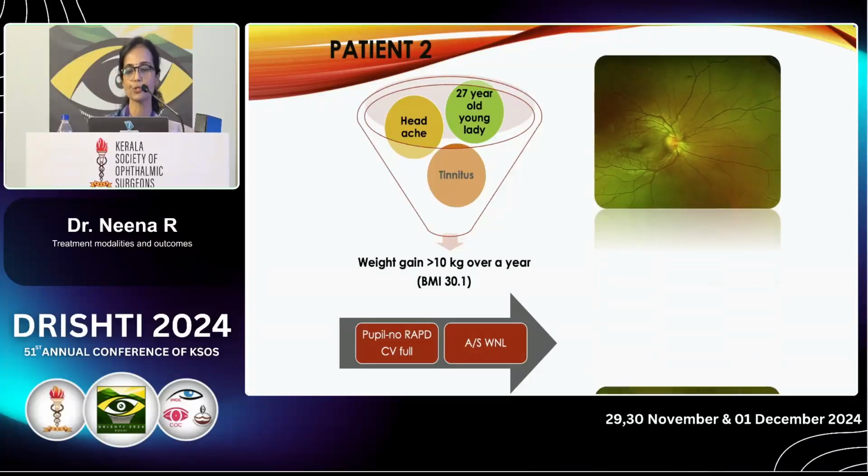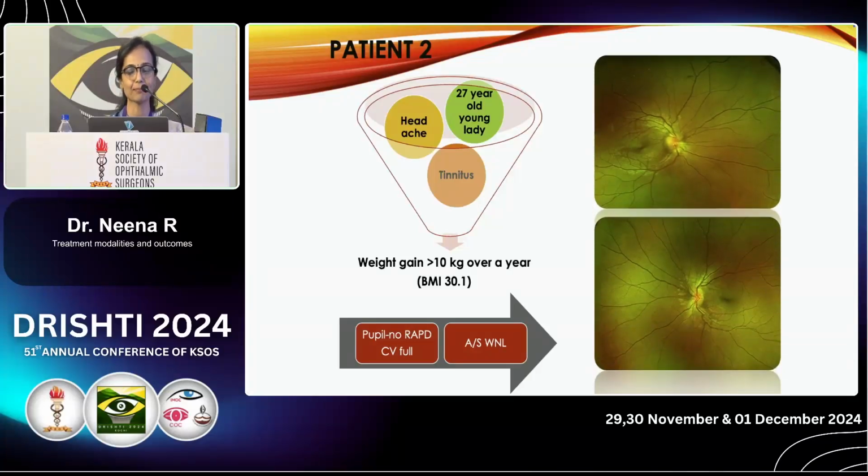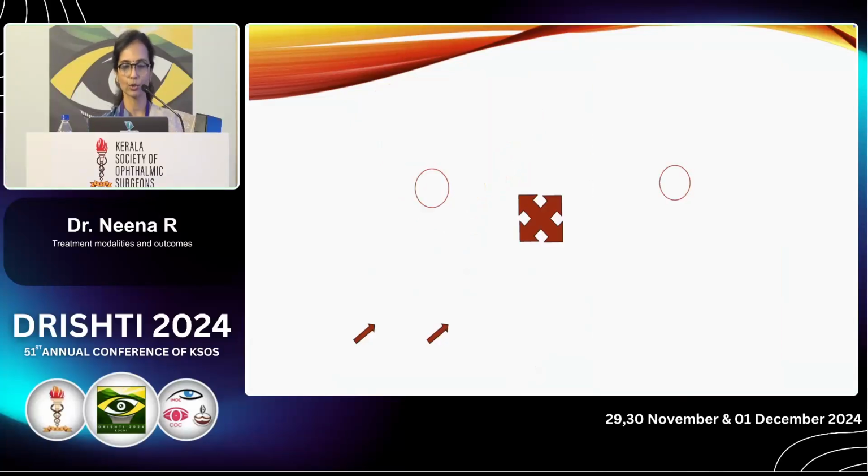So this is the Optos picture. I'm sorry, I don't have the disc photo, but I think you can still make out that there are fuzzy disc margins. And this was looking like papilledema again. So, good vision, young lady, what is your diagnosis? We will think definitely about idiopathic intracranial hypertension. Yes, that's what I also thought.